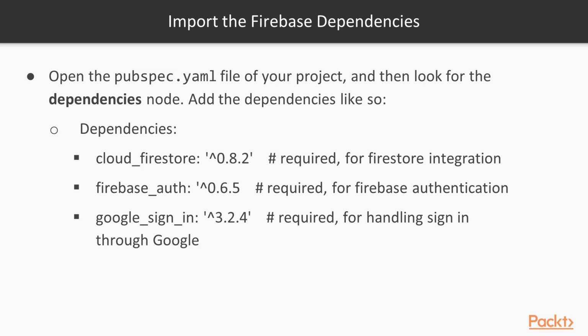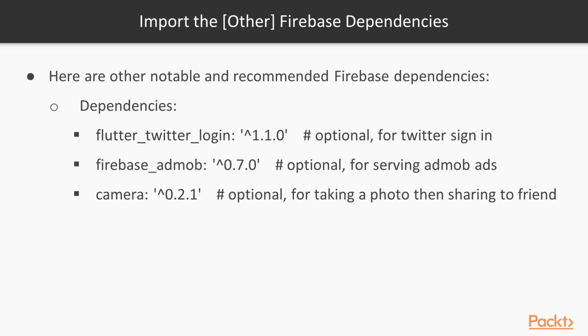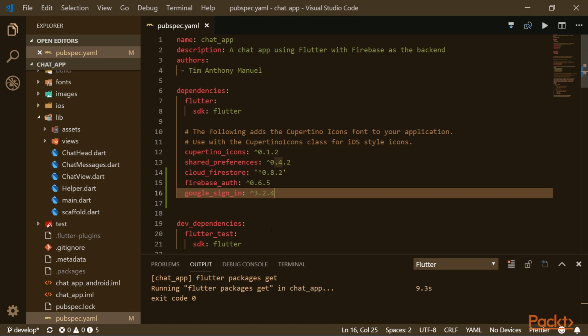Okay, so again, other dependencies that you may want: Twitter login, AdMob, camera, image picker, and Firebase database if you want to use the real-time database. Okay, so if you want to learn more about these libraries, head over to pub.dartlang.org and check the documentation and examples for each dependency. So now it says exit code 0. That means nothing went wrong. So you have the packages now and you can use the libraries themselves. Okay, so that's just about it for installing new libraries.